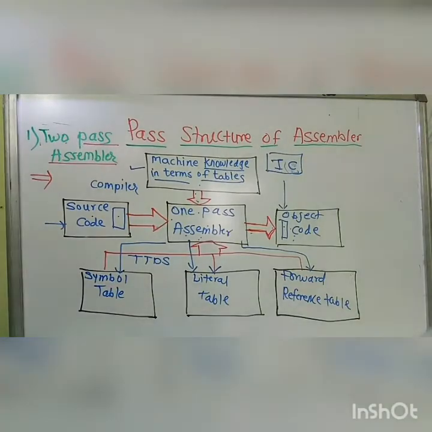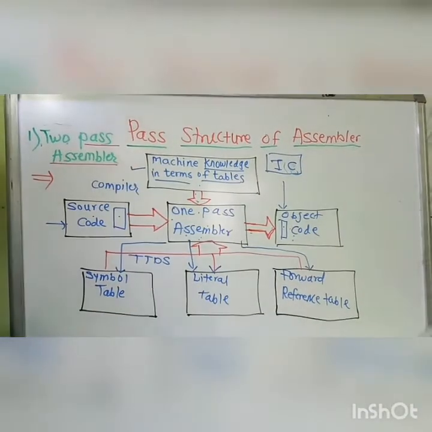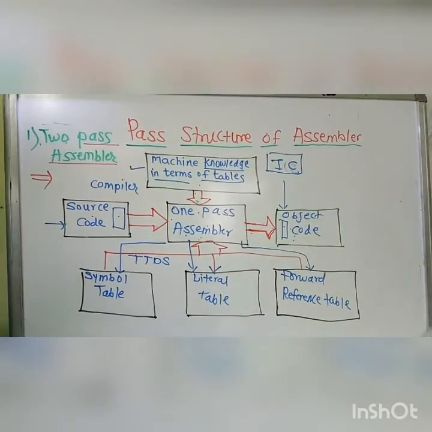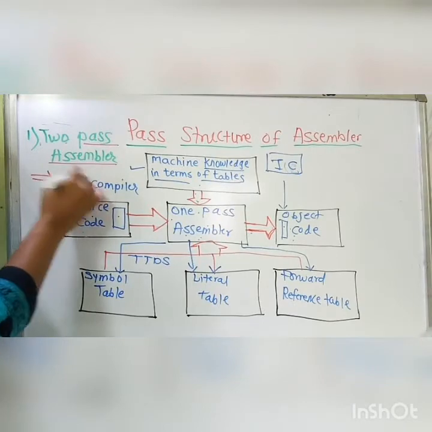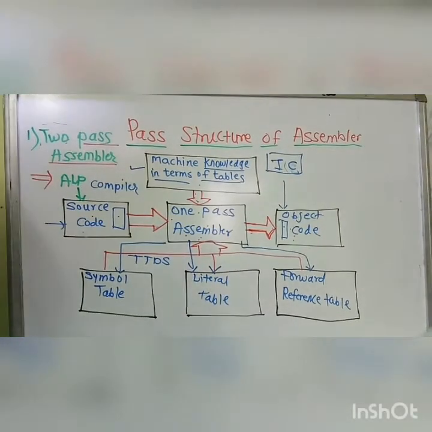A two pass assembler is nothing but such a type of assembler which goes through the assembly language program, which is the source code, twice and generates the object code. Why are we calling it two pass? The first pass is called pass 1 or the analysis phase.